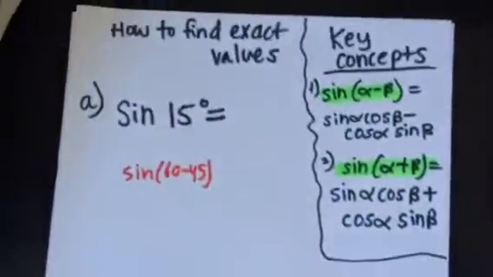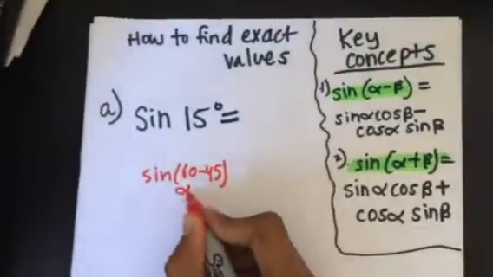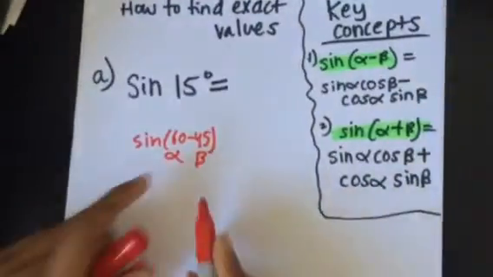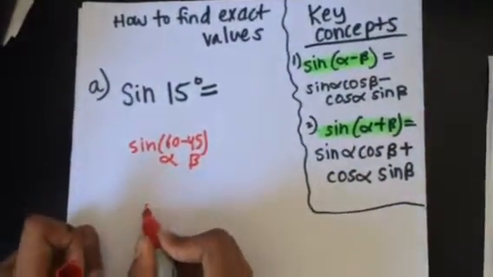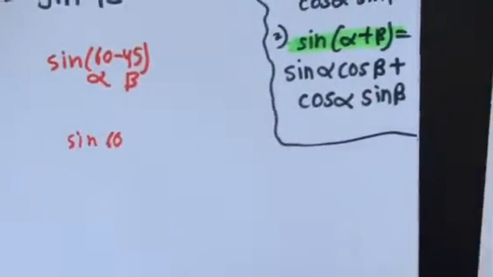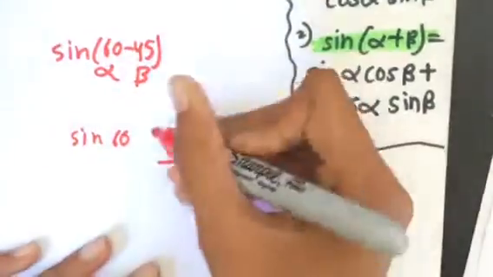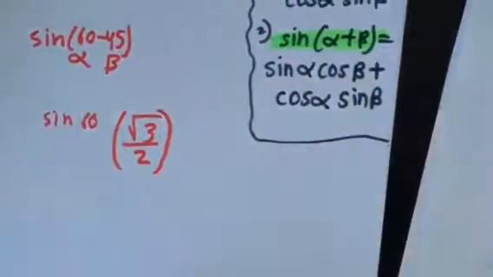So now, what is the sine of alpha? Remember, this is alpha and this is beta. Sine of alpha, well, we just write sine of 60 degrees. What's the sine of 60 degrees? Looking on a unit circle, 60 degrees is right here, and that is radical 3 over 2. We put parentheses around that because we're going to be multiplying that.